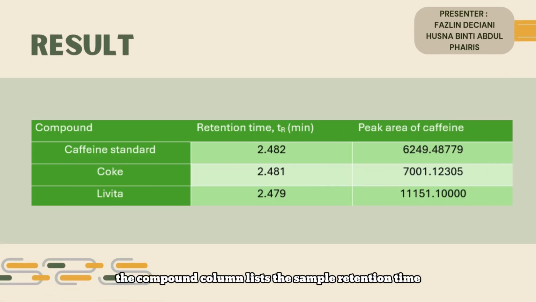The table summarizes the HPLC results. The compound column lists the sample. Retention time indicates how long it took for caffeine to pass through the HPLC column. The peak area is directly proportional to the amount of caffeine present. Let's look at the results.